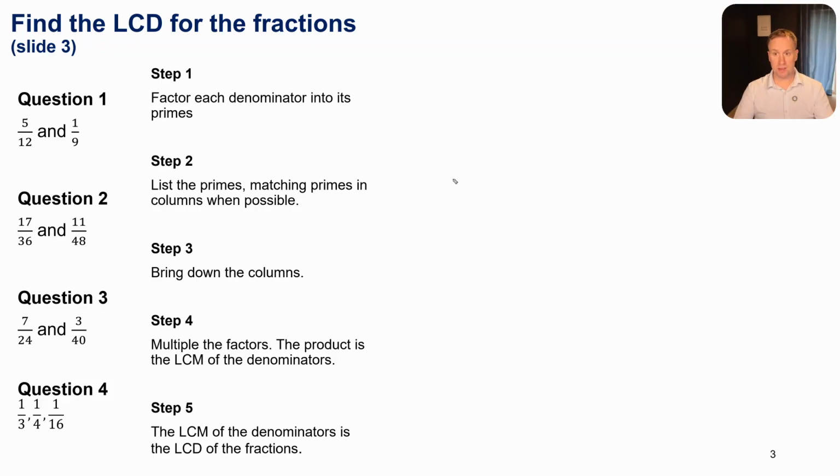Now, the other method to find the least common multiple, which then becomes the least common denominator, is the listing method. So if I do the listing method for question 1, this would be listing out 9 and 12 here. And then I just list out the first few multiples and see if any of these come across. So 12, we'd have 12, 24, 36, 48, 60, 72. So we're going to go ahead and stop there.